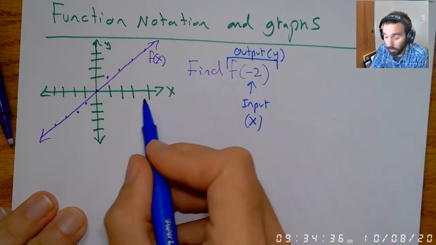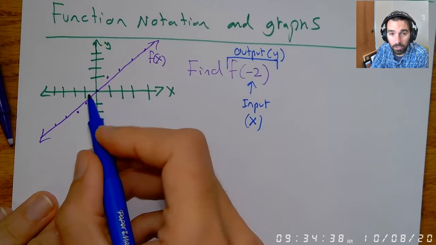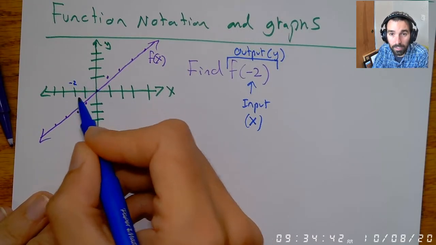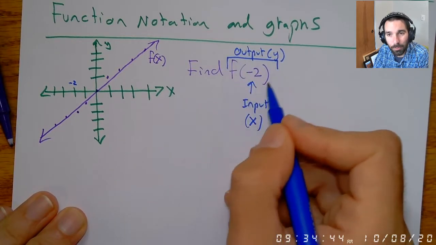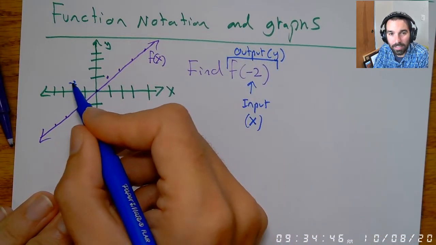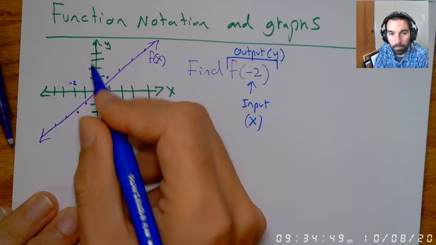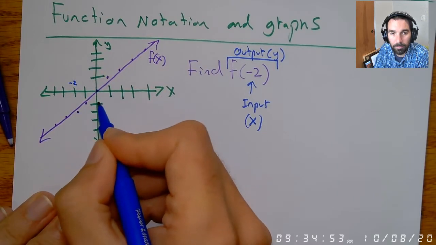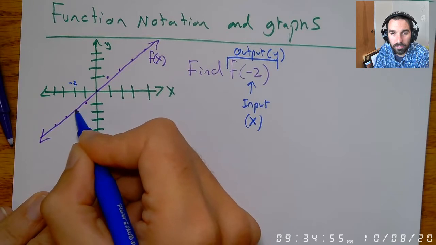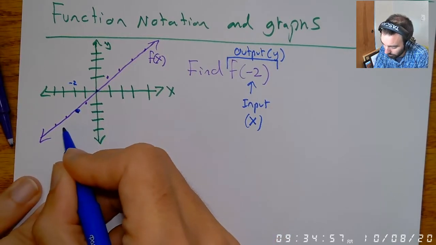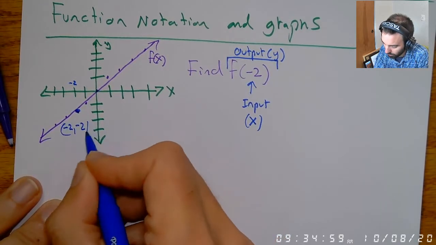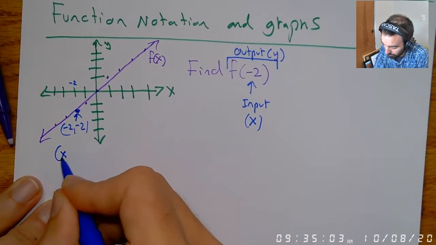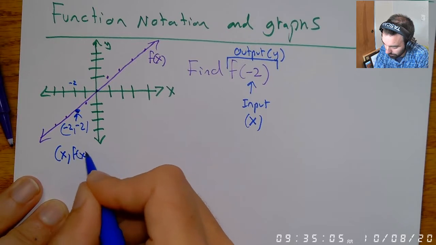So on here, I'm going to want to go left 1, 2. This is negative 2. And I want to know what my output is at input negative 2. So my output is up and down. So I'm going to go down here, and it looks like my output is at negative 2. So this is negative 2, negative 2. And the notation for this is at x, f of x.